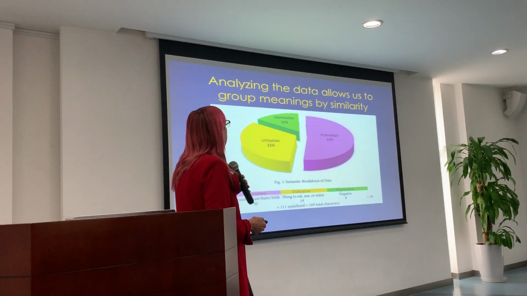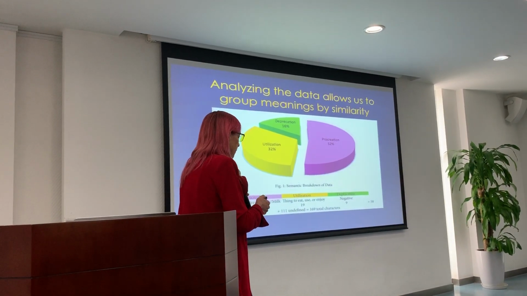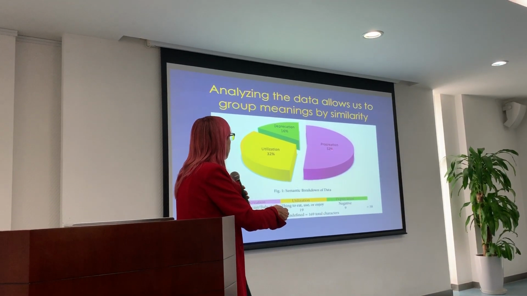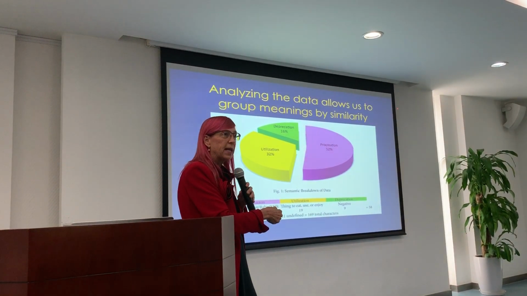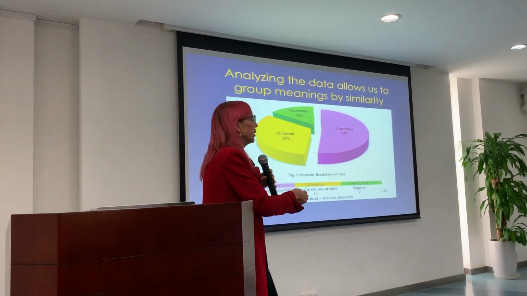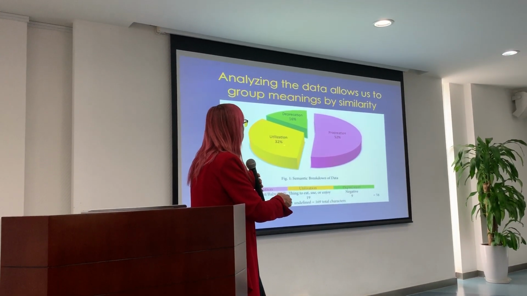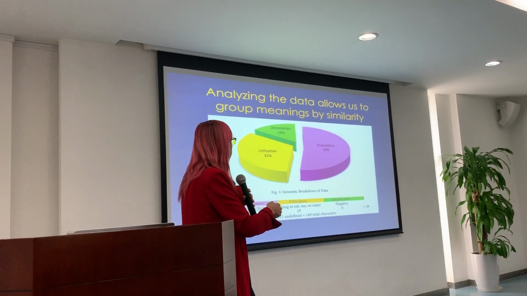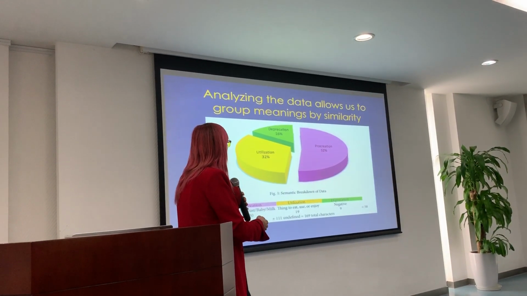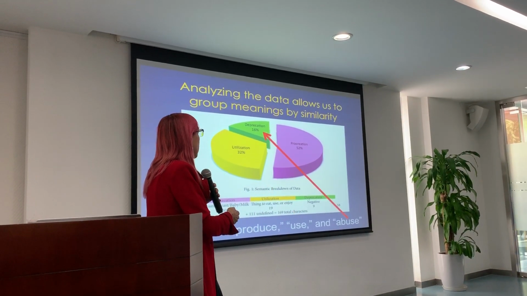Okay, analyzing the data allows us to group meaning by similarity. So you can see we have procreation, 52%. So if we see a character that contains 9, we can guess a 52% likelihood of it being related to procreation, 32% related to utilization, and 16% related to deprecation. And so, more similarly, reproduce, use, and abuse.